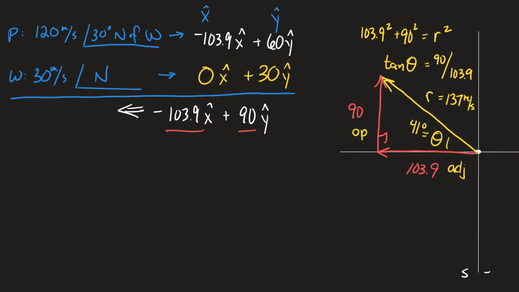This is what I got. I did the inverse tangent of 90 divided by 103.9. I got 40.9. And then I did Pythagorean theorem to get r. So my answer is 137 meters per second at an angle of 41 degrees north of west. I'd say that agrees with our little experiment, didn't it? The graphical one, doing it by hand, is reasonable, but this is the answer.